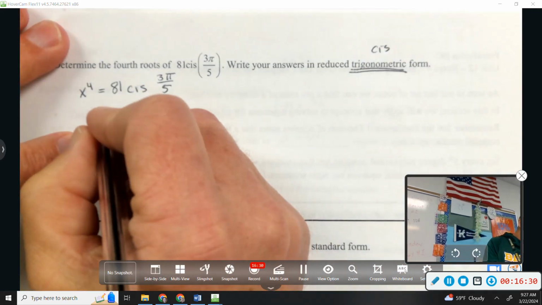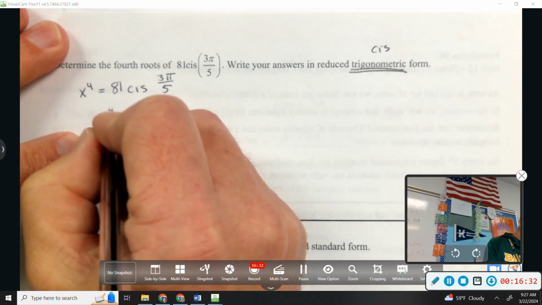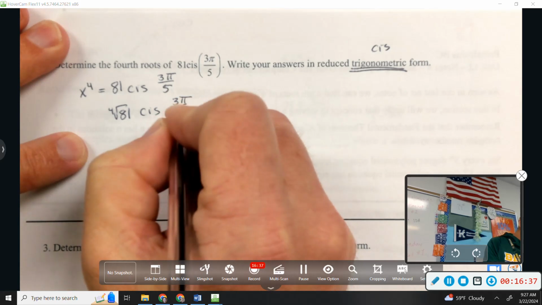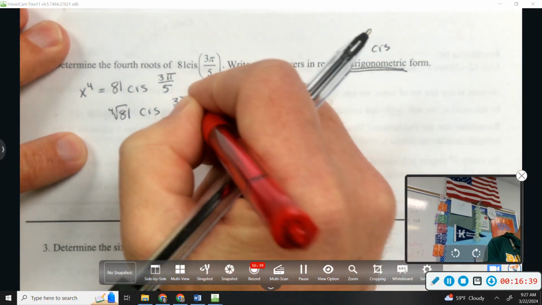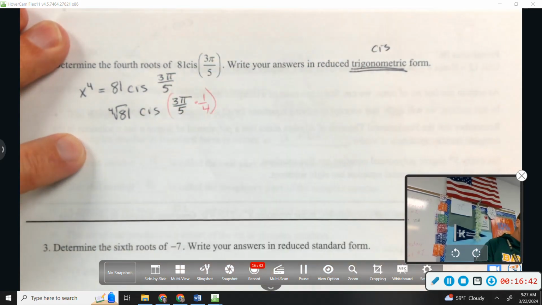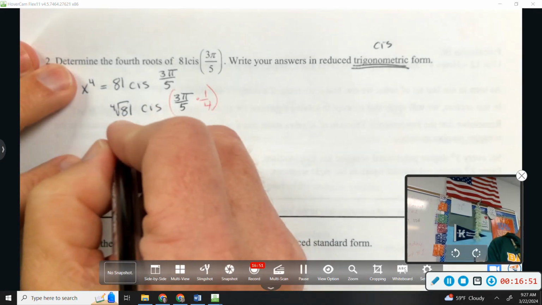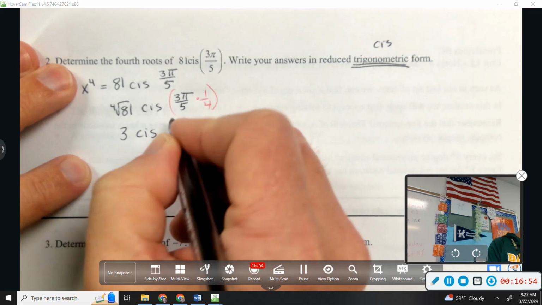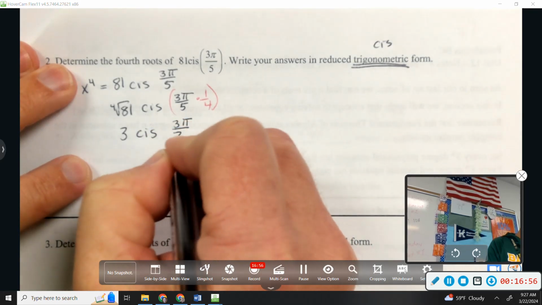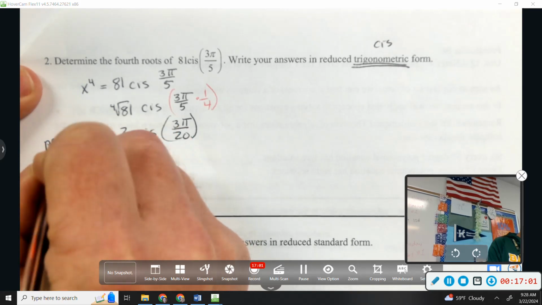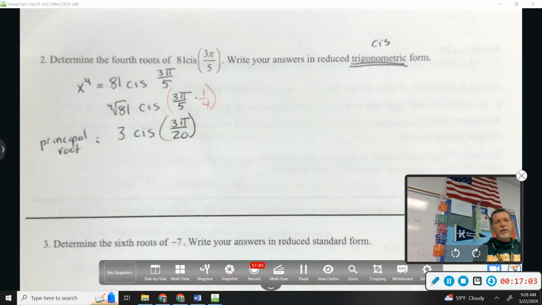So I want the fourth root of 81. And then I'll multiply 3 pi over 5, I'm going to divide that by 4. This is a convenient one because 81 has a nice fourth root. Let's see, that'd be 3 cis 3 pi over 20. You don't have to label it your principal root, but that's the first one. That's kind of the easy one.